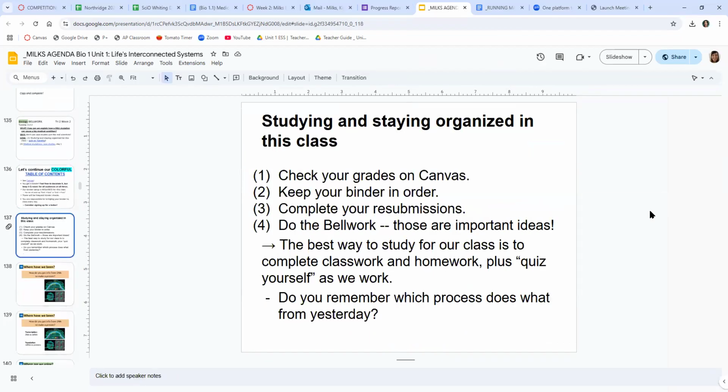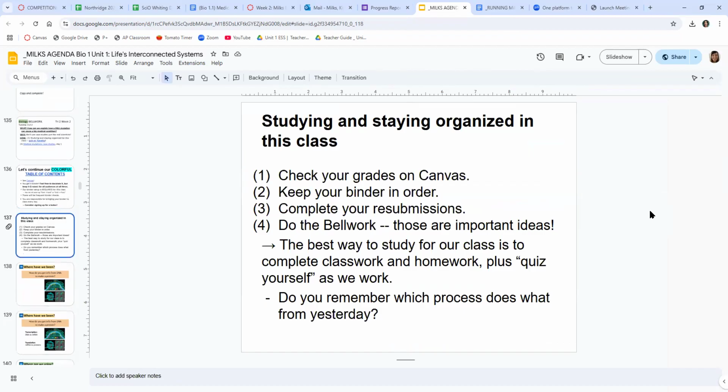All right, let's talk about studying and staying organized in this class. It's really important to check your grades on Canvas. Right now, as I'm speaking, there are no grades yet in Canvas. As you know, all of that's going to change in the next little bit here, making sure that you're looking to see which things are things you haven't submitted, which things are things where you have partial credit.